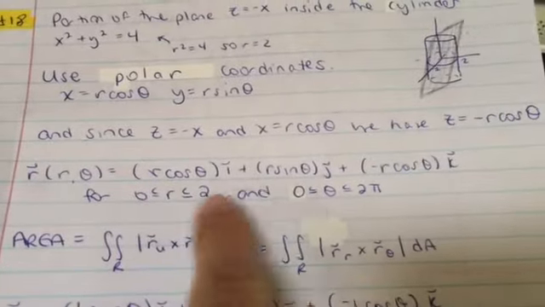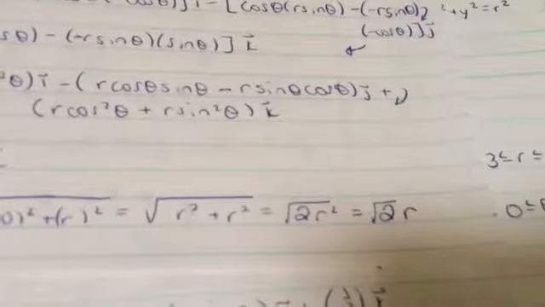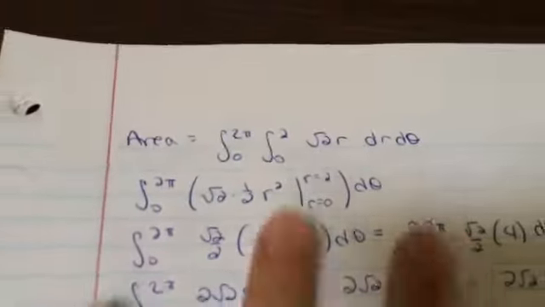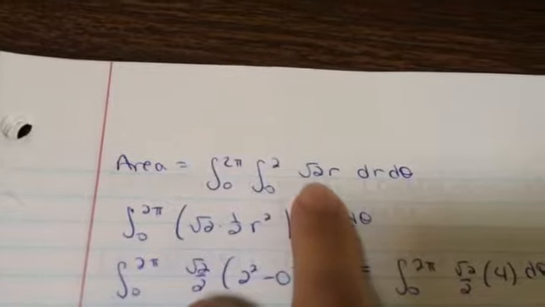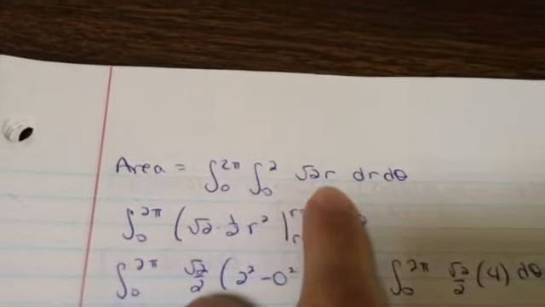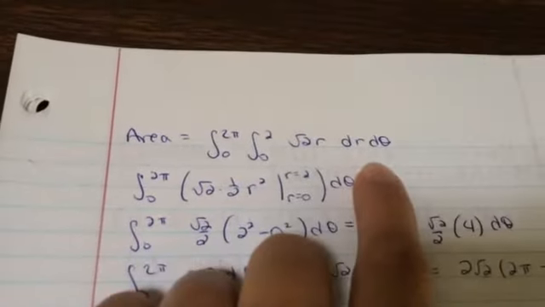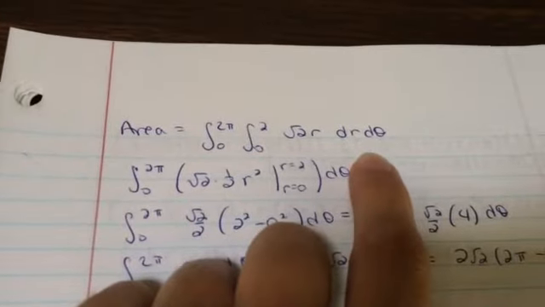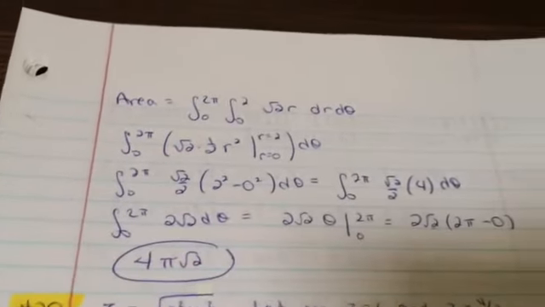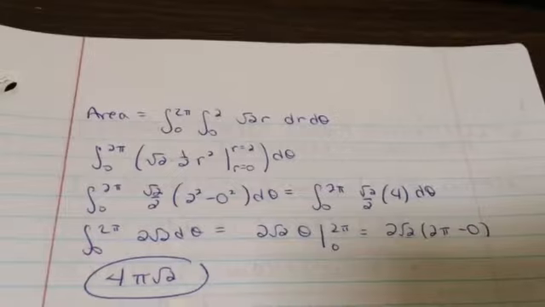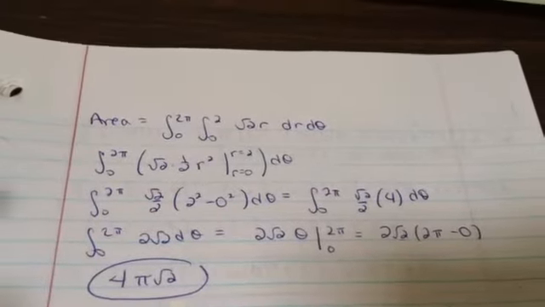So I have my bounds from here. There's my bounds. I have my function here. And so this is what I'm integrating. And so here's my function, here's my bounds. dr and d theta are like u and v. Those are my parameters. So integrate, simplify, and you get 4 pi square root of 2.